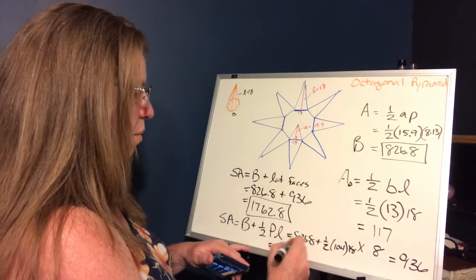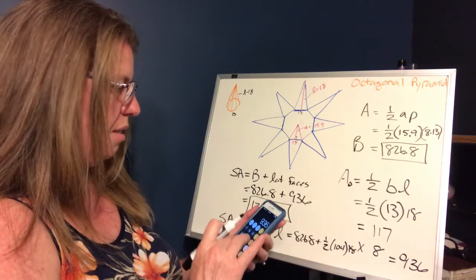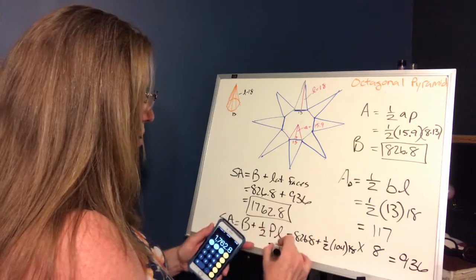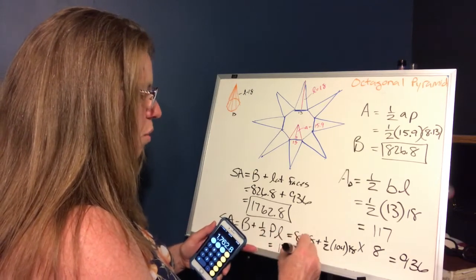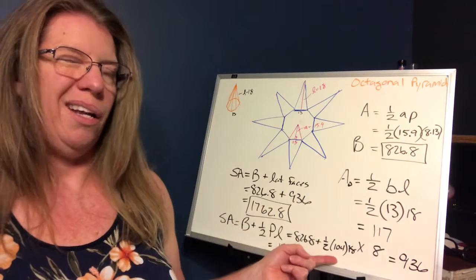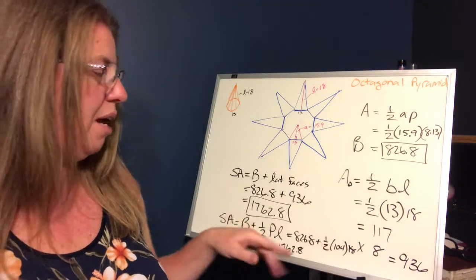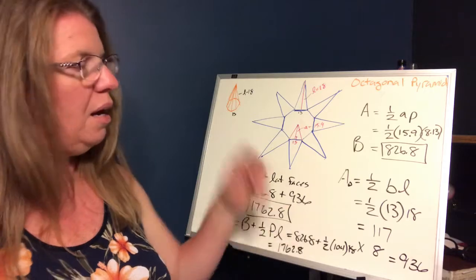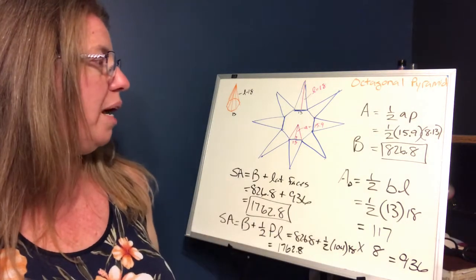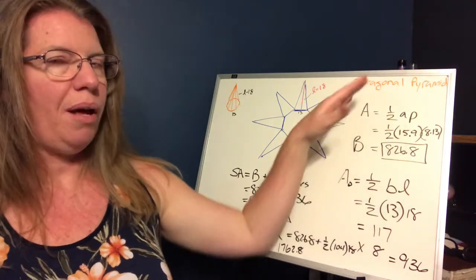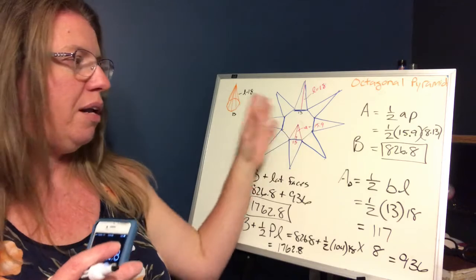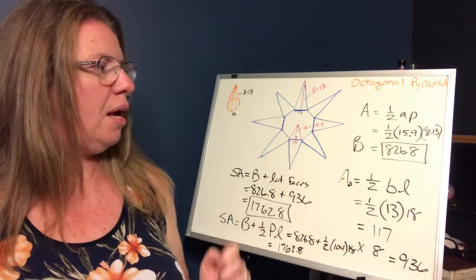So we do wind up with 826.8 plus 936 is 1762.8. Now you might say, oh, that was a lot faster, but that's kind of because we already worked some of it out. You still had to work out the B separately. So it may be faster, but give it a try. I like doing it this way, because then I'm not memorizing formulas. I'm looking at what the shape looks like, figuring out each part and adding it together, okay?